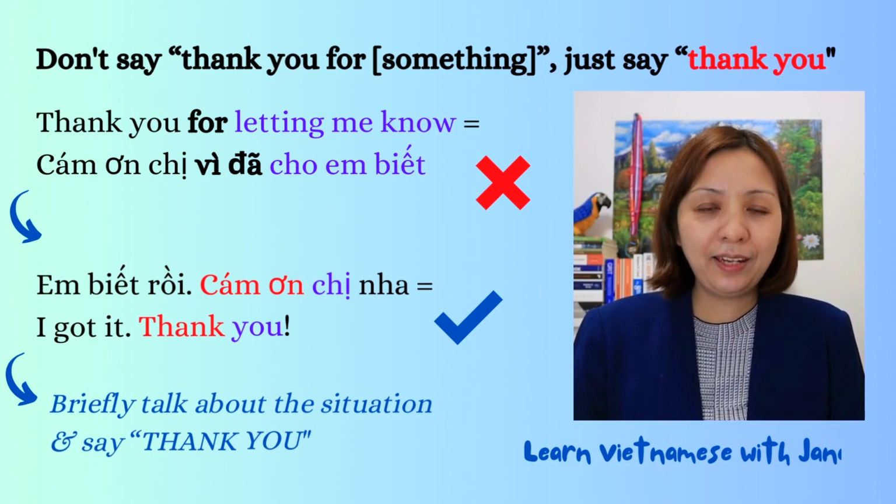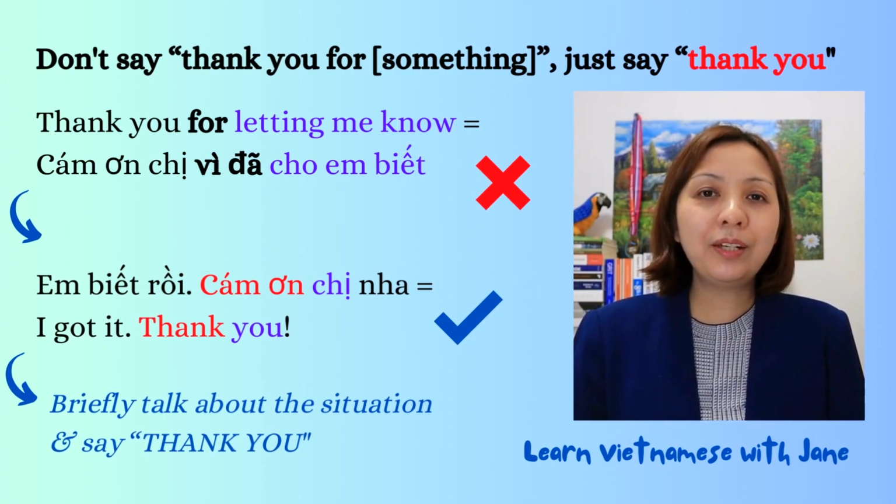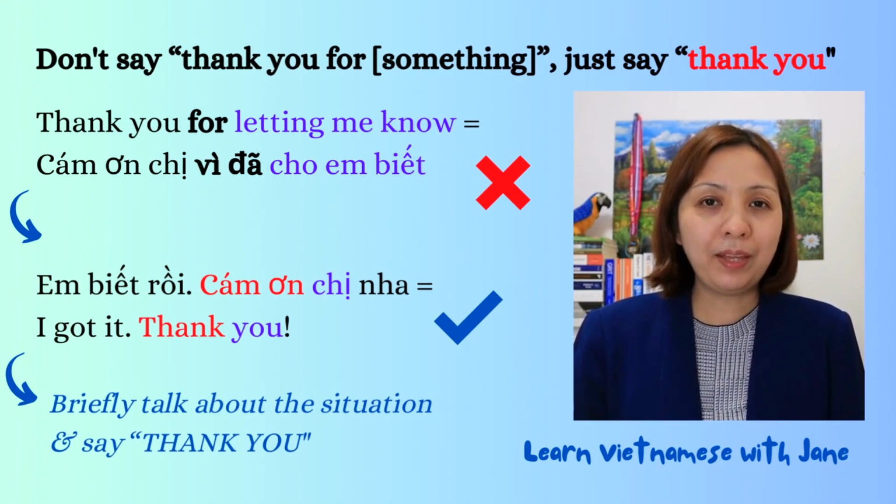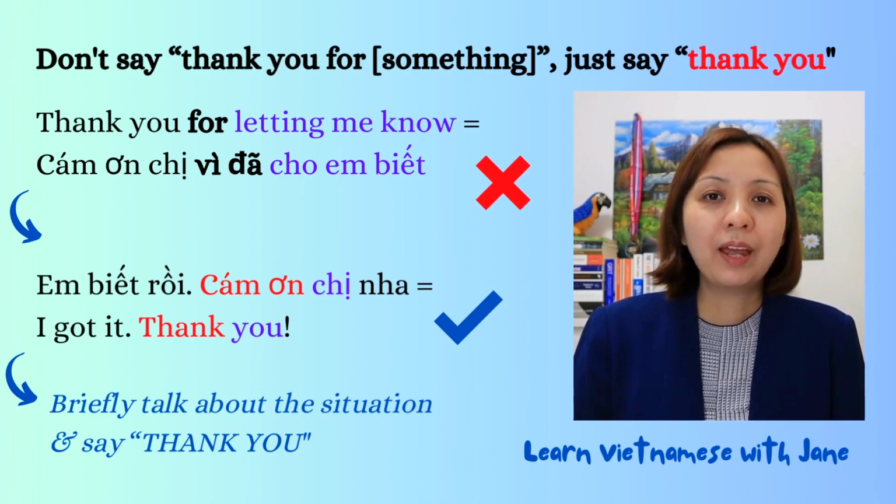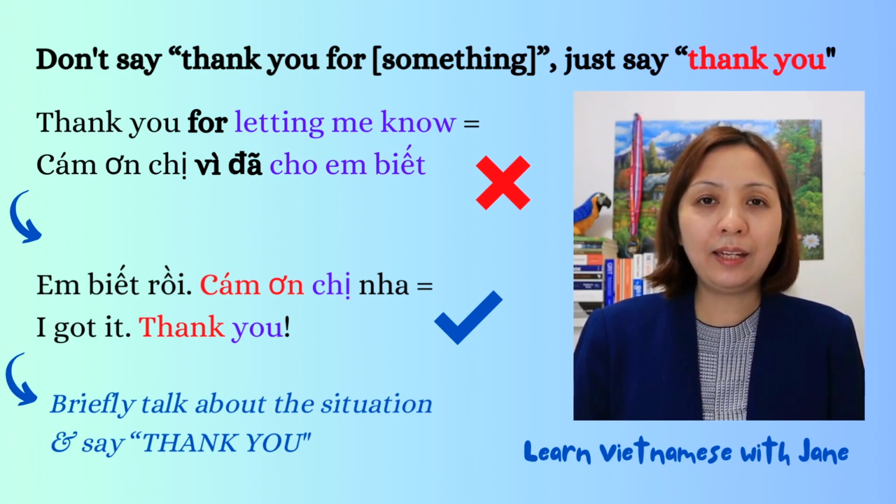Now, when you say thank you, in English, we usually say thank you for something. But in Vietnamese, we usually just briefly talk about the situation and then we say thank you. So, for example, in English, you say, thank you for letting me know. But in Vietnamese, you will say, I got it, thank you. So instead of saying, cảm ơn chị vì đã cho em biết, you will say, em biết rồi, cảm ơn chị nha.